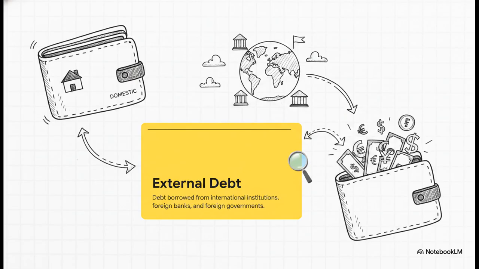But what happens when that domestic wallet just isn't enough? That is exactly when the government pivots and opens up wallet number 2, external debt. This is when the government steps outside its own borders to get the cash. External debt is defined as funds borrowed from foreign individuals, international institutions, foreign commercial banks, or even the governments of totally different countries. So in this case, the borrower is domestic, but the lender?